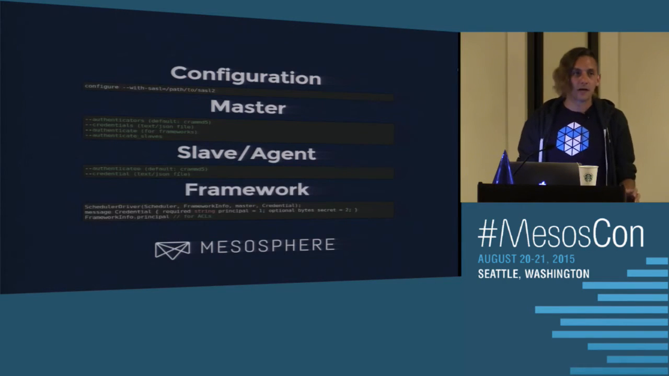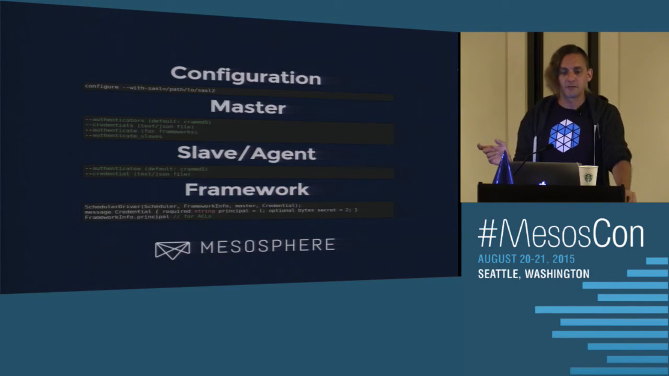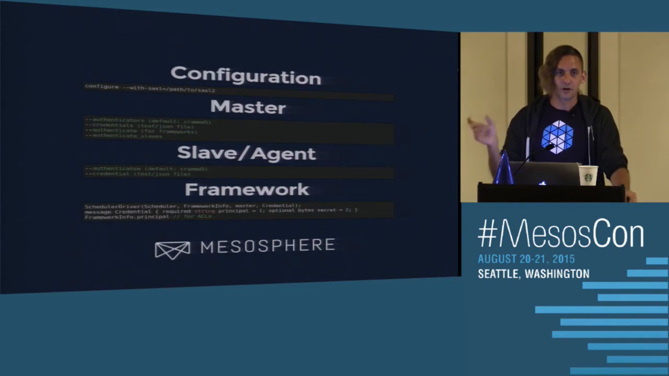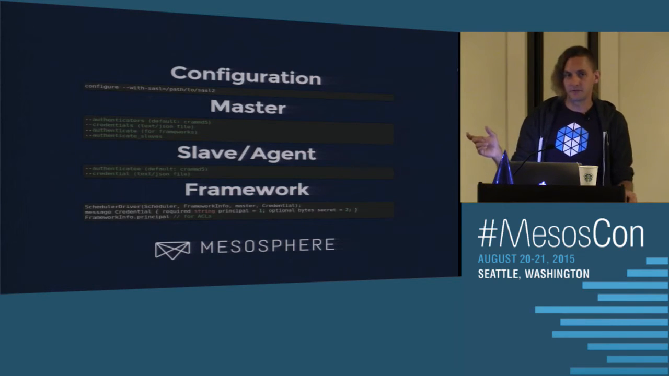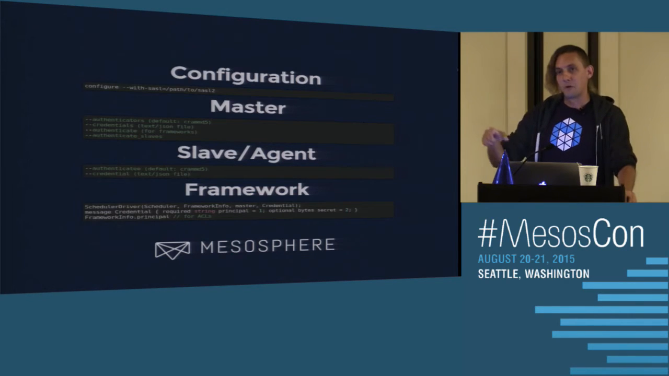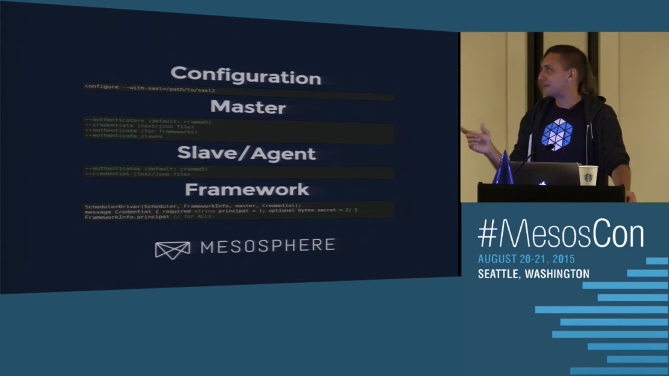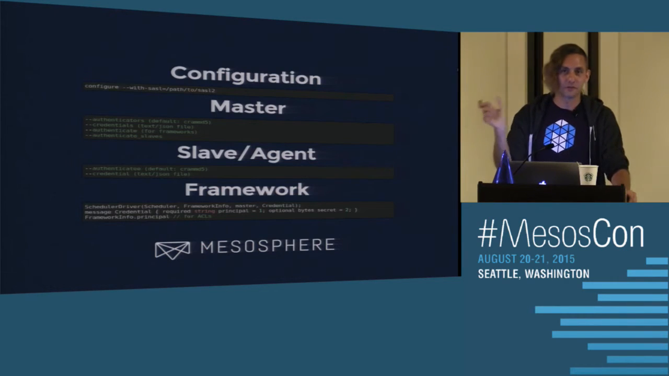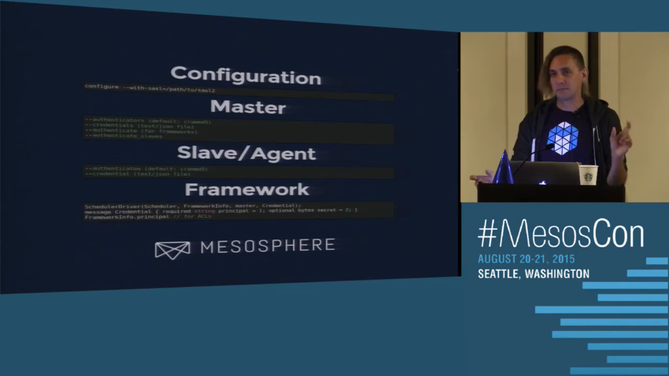On the framework, each framework may have different flags and ways of conveying these, but if you're building a framework, the important things to keep in mind are when you specify the scheduler driver, there's an optional parameter called credential that you may not have noticed if you just copy-pasted from somebody else's framework. So you can add that credential in, and I've got the protobuf here. It's just a required string for the principal and an optional bytes for the secret.